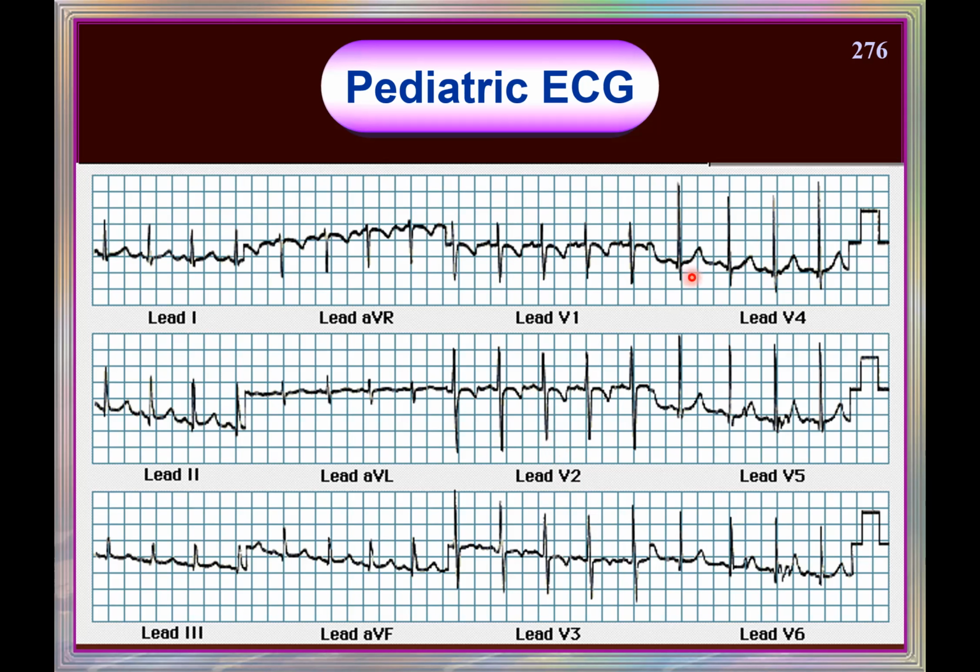So what is the heart rate here? 300, 150, 100, it's more than 100. So in this pediatric ECG, there is tachycardia. Of course, always look for the standardization, and this is 10 millimeters. As you can see here, 2 big boxes is equal to 10 millimeters. Always we have to look for the standardization.